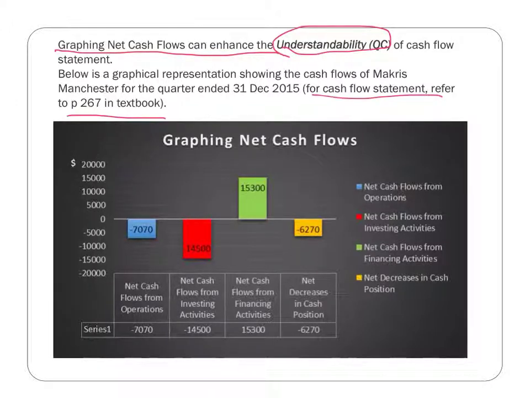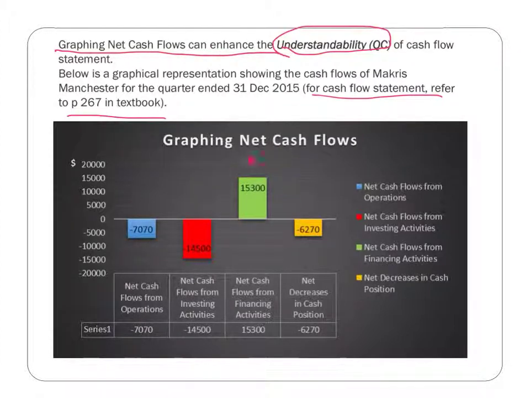On the graph, the blue bar represents net cash flows from operations. It's actually a negative cash flow from operations, which certainly does raise some alarm for the owner to look further into this. Why is the business generating a negative cash flow from the operations side? There is also a negative cash flow from investing activities. It may be due to the business having purchased some expensive non-current assets during the period.